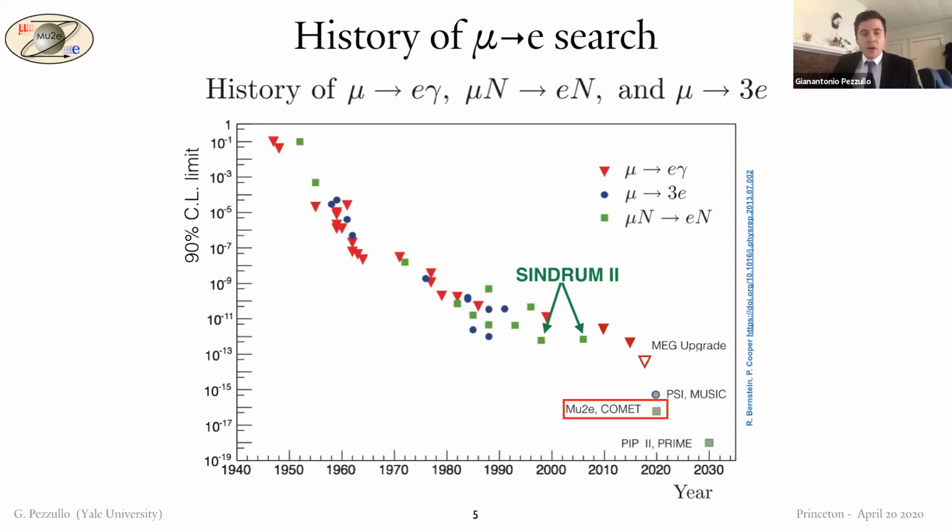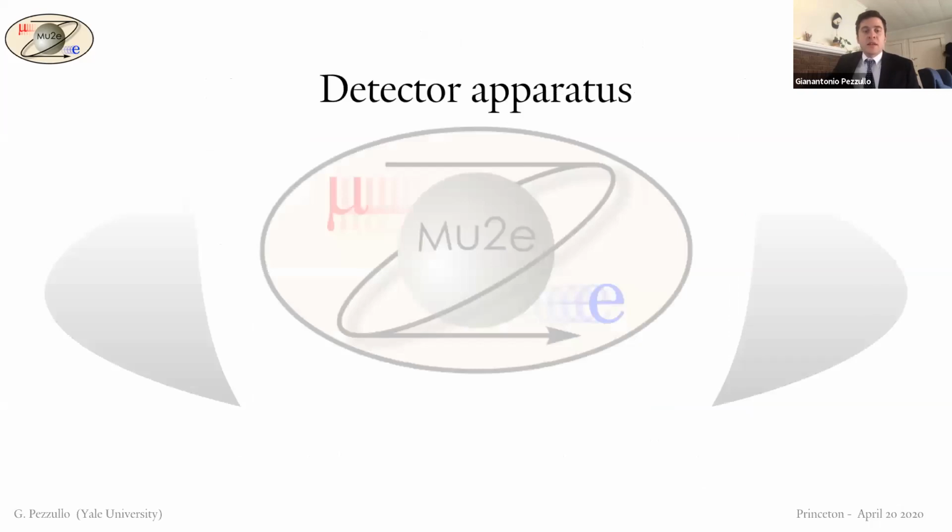Here on the bottom right, you can see the two experiments, Mu2e and its competitor, the COMET experiment in Japan, which aim to set a limit on the sensitivity at the level of 10 to the minus 17. So that's 4 orders of magnitude of expected improvement. Let's now have a look at the detector apparatus of the experiment.